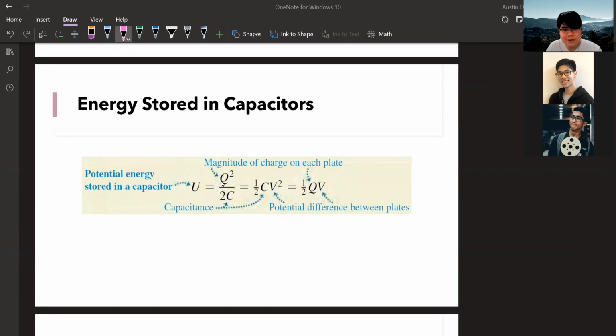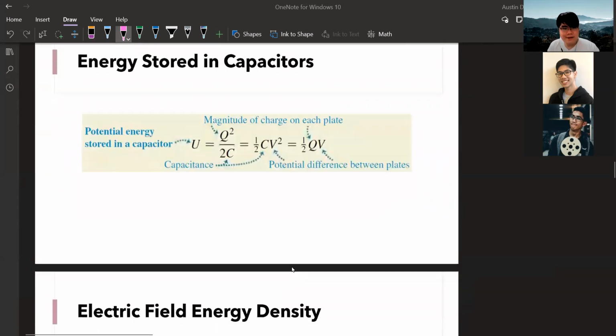Okay? So, Q squared over 2C. Depende kung ano meron ka. Kung meron kang charge and meron kang capacitance, pwede mo gamitin itong una. Wala ka namang charge, meron ka naman potential instead, you have 1 half CV squared. Or if wala kang capacitance, pero meron ka ring voltage, you have 1 half QV. Ayan. Okay, so that is that.